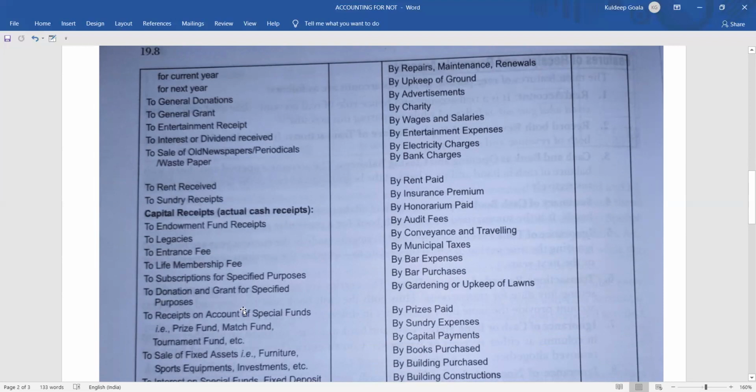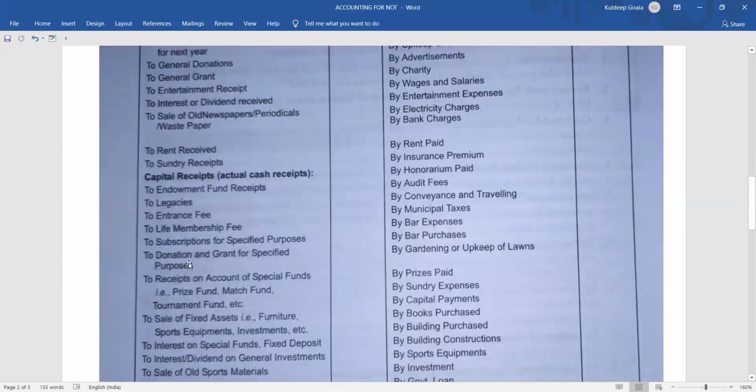Then donation and grant for specified purpose. Many times the donation or grant is provided by ministers or government agencies. They provide funds for a special purpose, like construction of a building or buying of land, so that will be called capital receipt. Then coming to the next one, receipt on account of special fund. For distribution of prizes, arranging matches or tournaments, if you get money, that will also be called receipt on account of special fund.